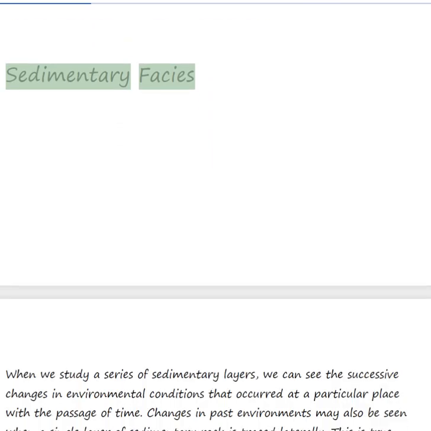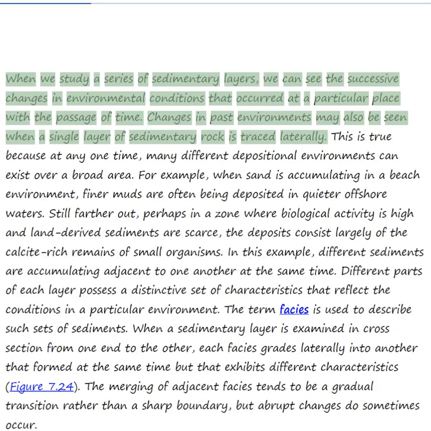Sedimentary facies. When we study a series of sedimentary layers, we can see the successive changes in environmental conditions that occurred at a particular place with the passage of time. Changes in past environments may also be seen when a single layer of sedimentary rock is traced laterally.